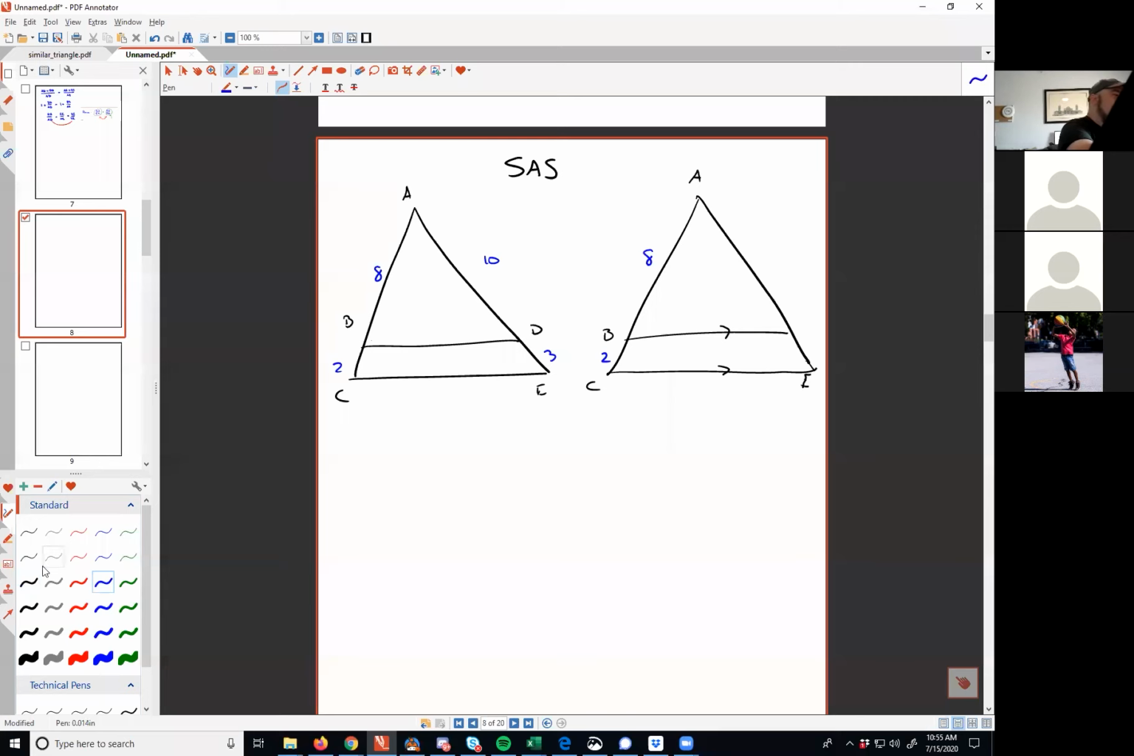Okay, are these diagrams the same? Forgive my awful, awful art. Are these diagrams the same? No. Now, what's different? One has parallel lines.